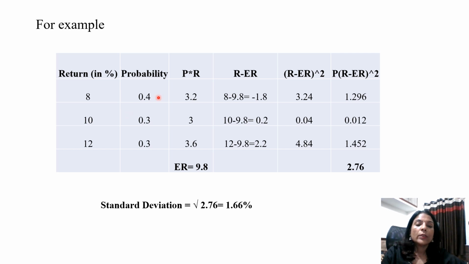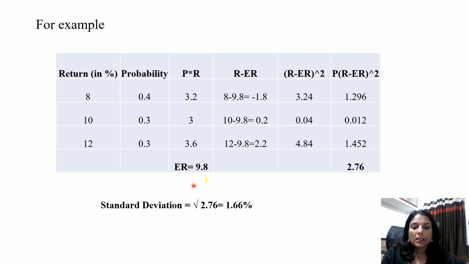Now, first we have to calculate the expected return. I have already discussed how to calculate the expected return. So your return is 8%, which should be multiplied by your probability. 8 multiplied by 0.4 is 3.2. Then 10 multiplied by 0.3 is 3, and 12 multiplied by 0.3 is 3.6. Addition of all these three values will give the expected return, that is 9.8%. So, as in the last example also, we got the expected return of 9.8%.